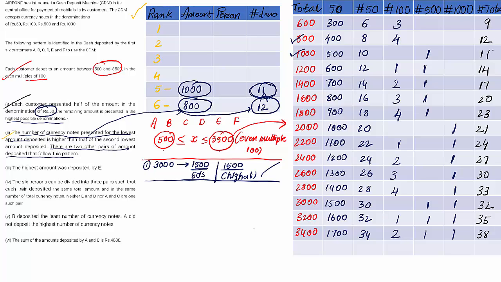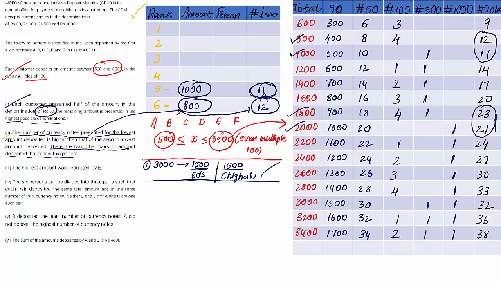12, 11, it's decreasing. We already found this pair and we are not going to look into it again. 11, 14 is increasing. 14, 17 is increasing. 17, 20 is increasing. 20, 23 is increasing. 23, 20, there is a decrease when it's increasing. So 1800 and 2000 is one more pair. I'm just marking it like this.